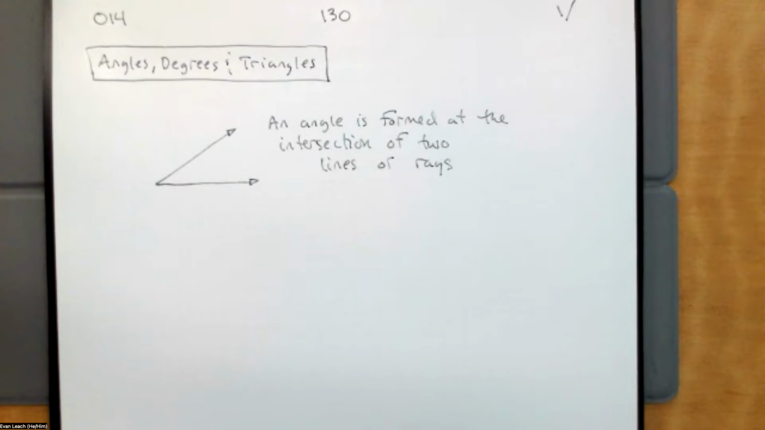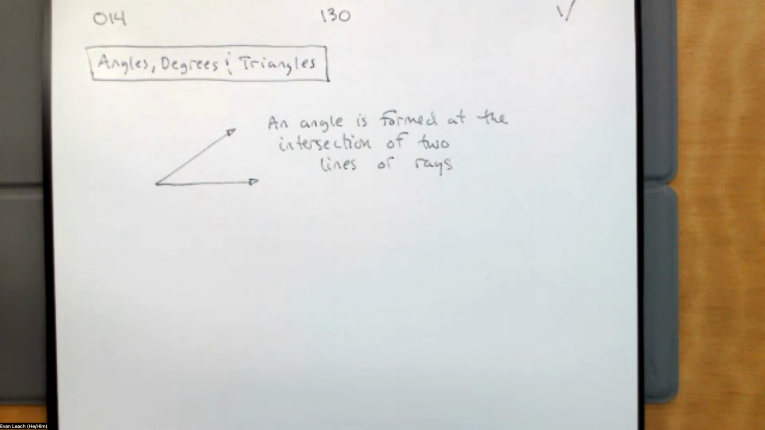Today, we're going to start our trigonometric adventure by looking at angles, degrees, and triangles. Let's start with the first one. An angle is formed at the intersection of two lines or rays. So when two lines cross, we end up with an angle.